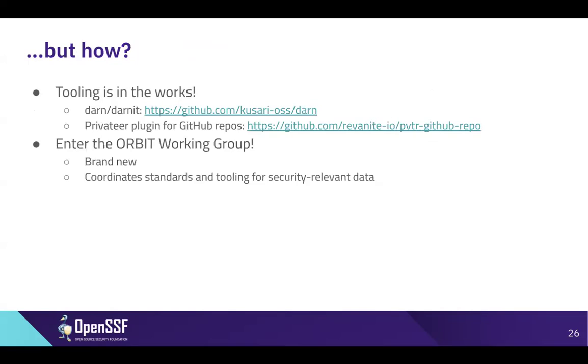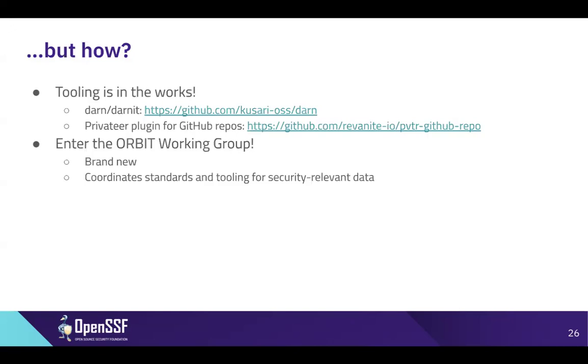But how do you actually do that? That's a great question. Tooling is in the works. There are a couple of early projects that I mentioned here, Darn and Darn It, as well as a Privateer plugin. These are both being actively developed as a way to automate the checking of the repos. Right now, maybe the main way is to just go through and make a list, like, yep, we do that. We want actual tooling available because that's going to be a lot easier for people. And then you can also run it regularly, and if you've slipped up somewhere, you can fix it.